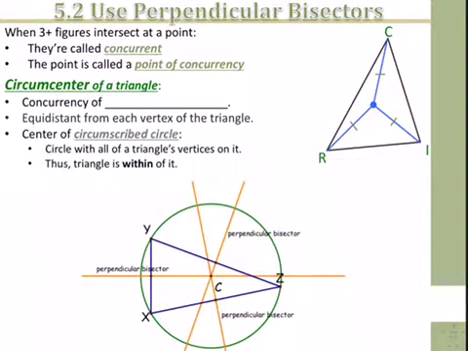Okay, some vocab and some pictures. Nice. Here's what I'm going to be throwing around for the rest of the video, and probably for the rest of the chapter, which is concurrent and concurrency. When three or more figures intersect at a point, they are called concurrent, and that point where they intersect is called a point of concurrency. So let's talk about our first point of concurrency, which is called the circumcenter of a triangle. This is a pretty big deal. This is going to be where all the perpendicular bisectors of a triangle meet.